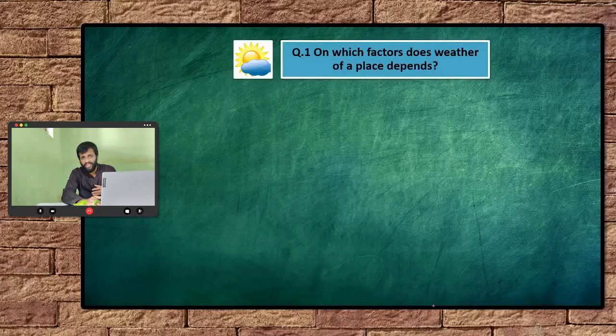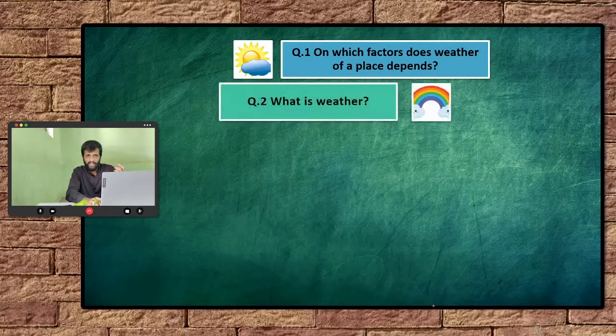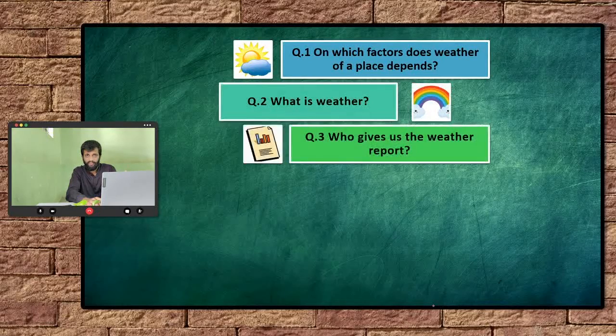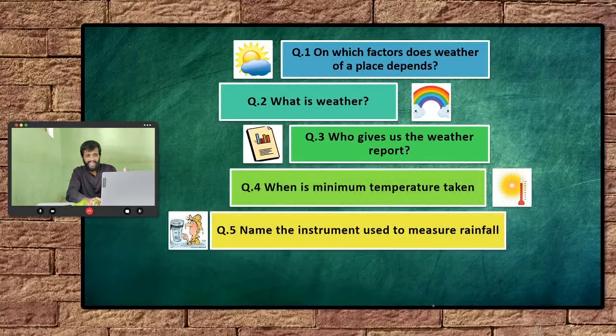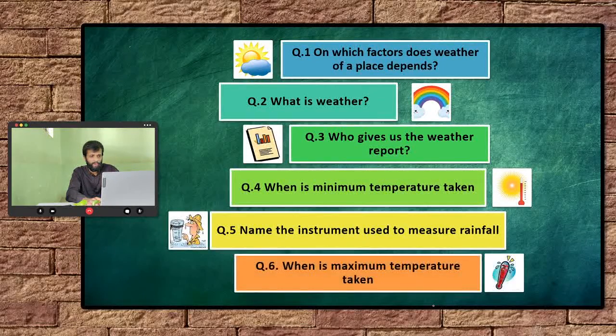This is just a revision for you, of whatever we have studied in this entire video till now. If you can get answers to these questions, amazing, you understood it perfectly well. On which factors does the weather of a place depend? What is weather? Who gives the weather report? When is minimum temperature taken? Name the instrument used to measure rainfall. And when is the maximum temperature taken? See if you can find out the answers to all these questions.